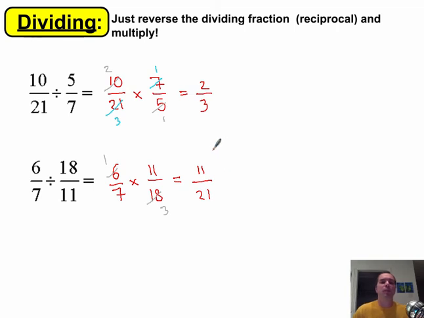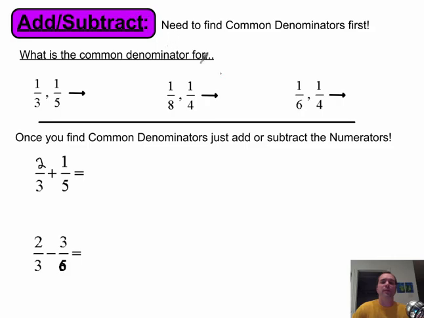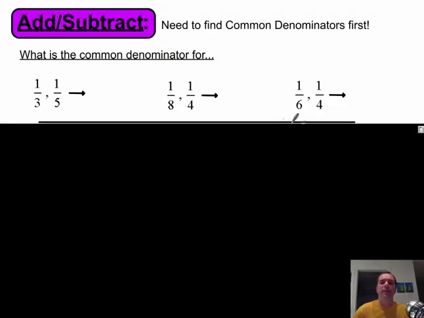So now we've taken care of multiplying and dividing. Let's go to the hard ones, the adding and subtracting. Well, not really that big a deal. So let's see. How do you get a common denominator? To get a common denominator, we need to find the smallest number in which both 3 and 5 can go into.